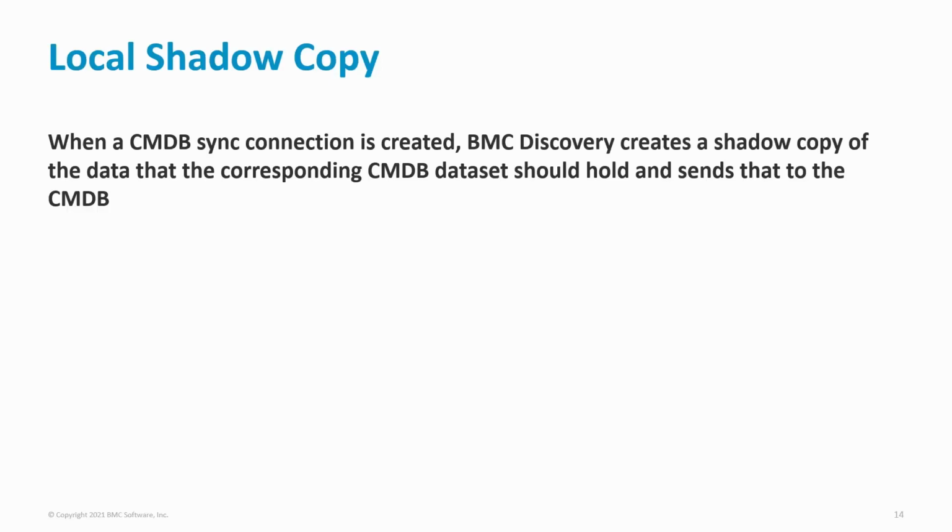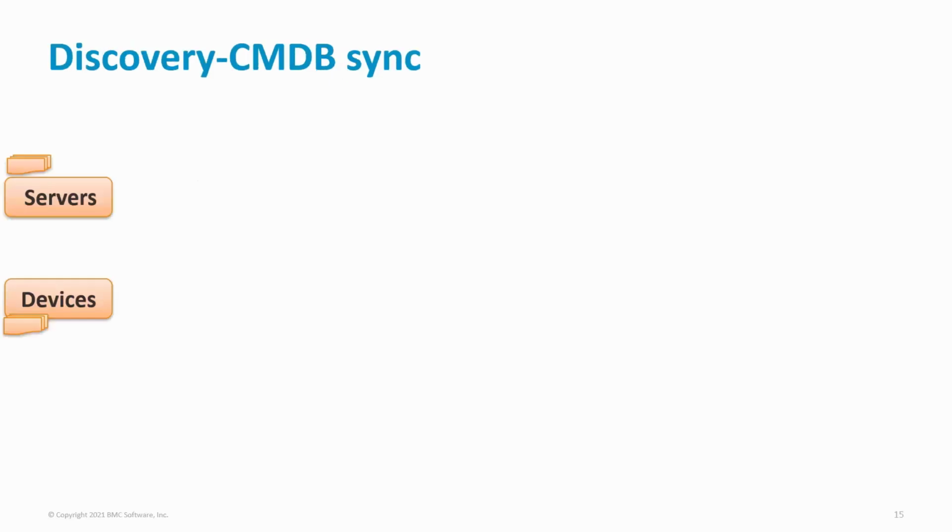When data is modified as a result of scanning, deletion, or manual sync, the changes are updated in shadow copy and propagated to the CMDB. Local shadow copy can help us to troubleshoot discrepancy between discovered data and the sync data. Before we talk about how to query local shadow copy, let's understand shadow copy in detail.